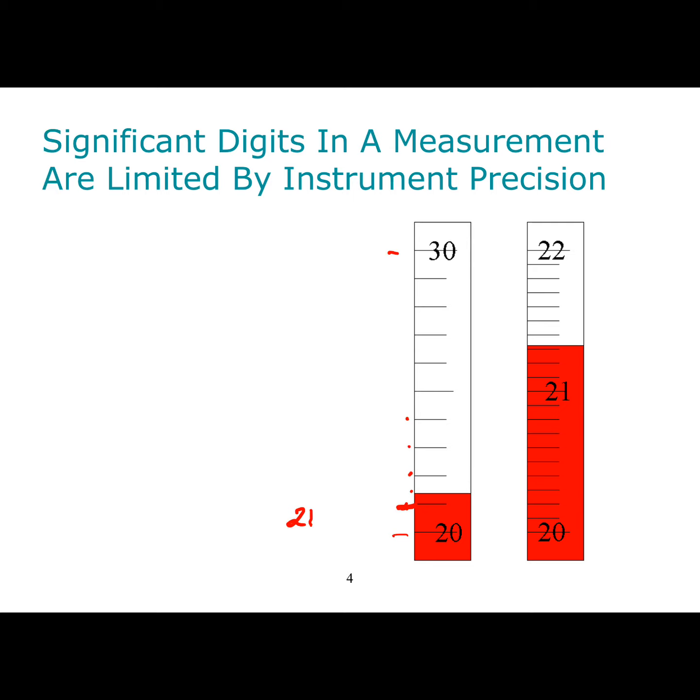This is between 21 and 22. So we're estimating how far up that red liquid goes between 21 and 22. There might be some error here. I might put down 21.2. Somebody else might say 21.3. So there's some error in this digit here, the last digit that we're writing down. And that's the known way that we take a measurement in a laboratory.